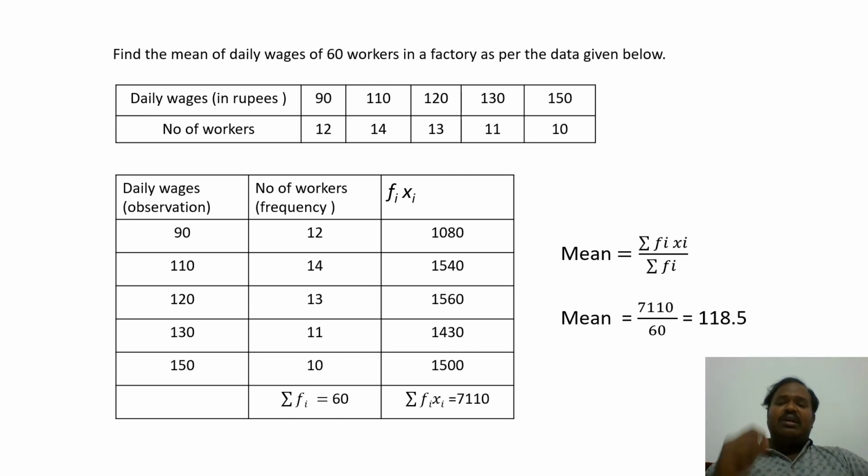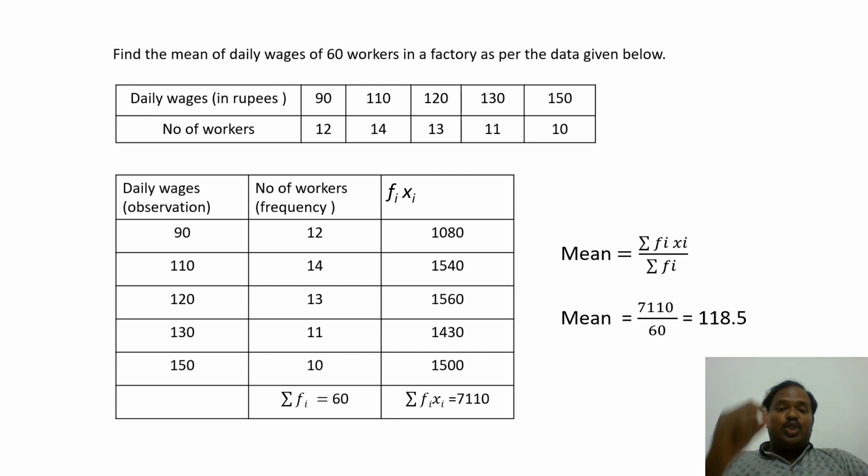This method is called the direct method. So how would you find the mean? Here we have 60 observations. The question is: find the mean of daily wages of 60 workers in a factory as per the data given below. The daily wages are your observations and the number of workers are your frequency.